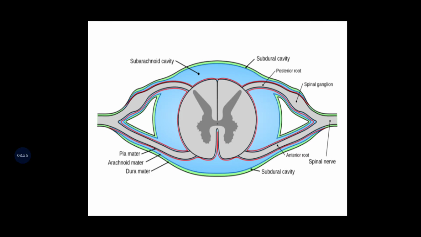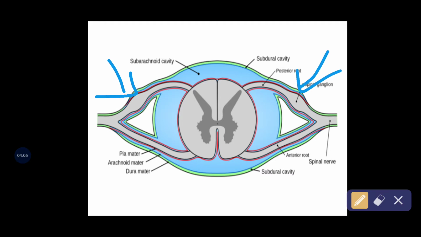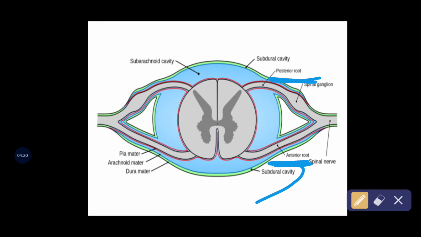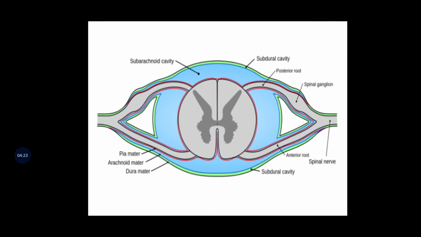So the swelling found in the posterior root, we call the dorsal root ganglion. This is the swelling that I'm talking about. The dorsal root ganglion, the swelling found in the posterior root, contains the cell bodies of the sensory neurons. This one is the anterior or the ventral root, and this one is the posterior root. The anterior or ventral root contains the axons of motor neurons that conduct nerve impulses from the central nervous system to other parts of the body, for example, muscles.